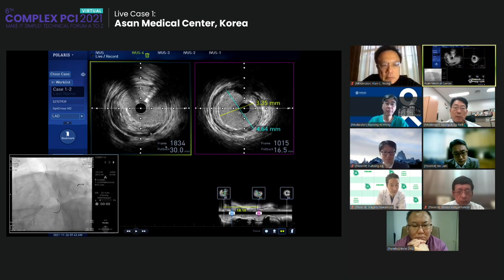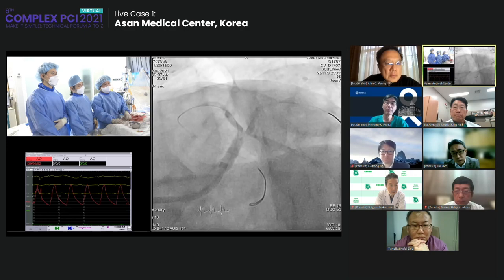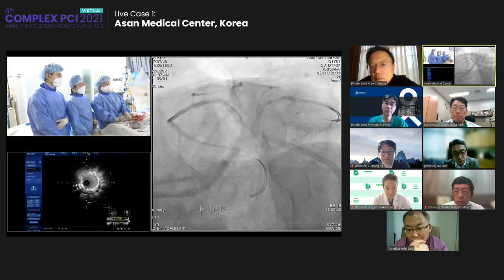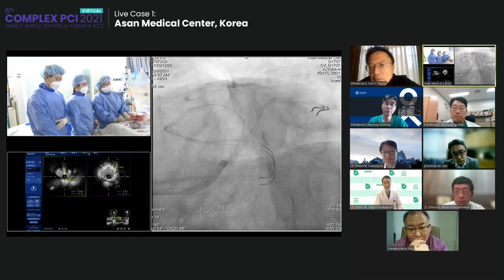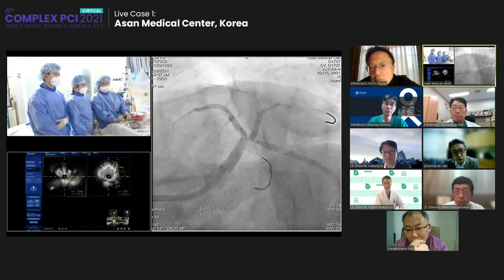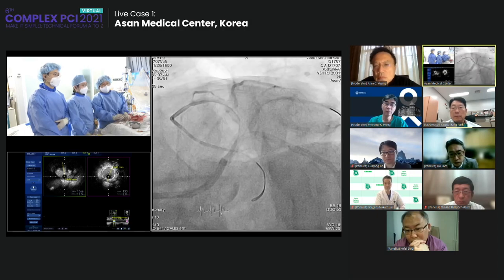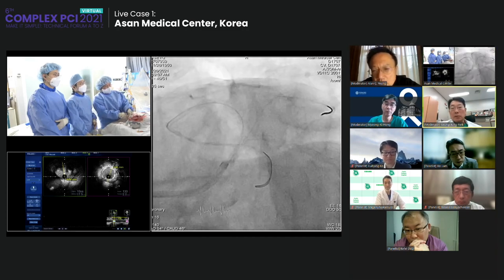Okay. So after IVUS evaluation, my strategy changed very simple: just the two-stent crush technique. Anatomically very complex, but after IVUS evaluation, my IVUS already said that keep it simple. So simple two-stent technique. Any suggestions?